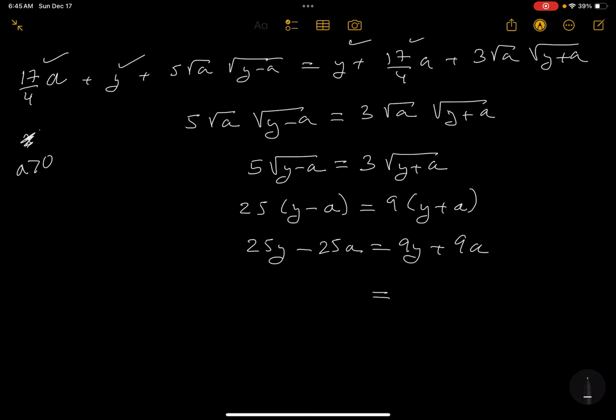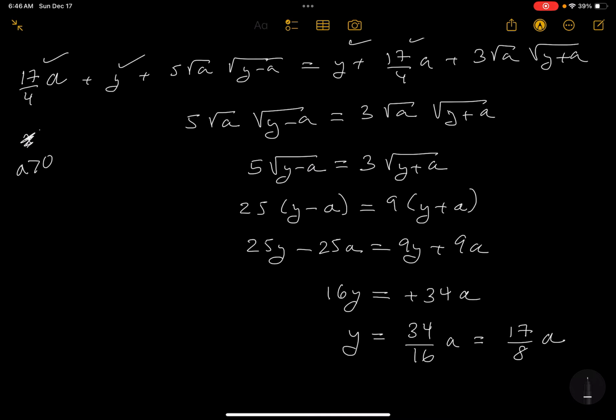Well, I'm going to take 9y from both sides, and you're going to get 16y. And I'm going to add 25a to both sides, and that's going to be 34a. I can divide by 16, and you get y equals 34 over 16 a. I'm going to reduce that. That would be 17 over 8 a. So I know what y is.